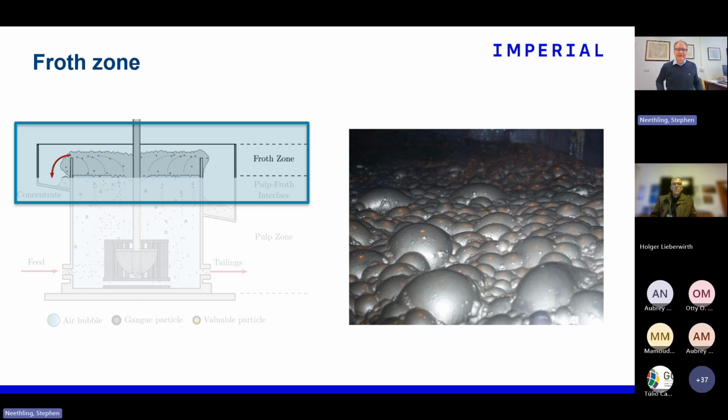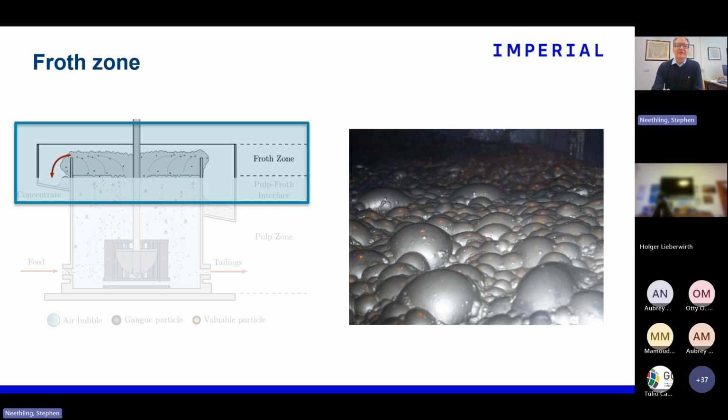It largely determines how much entrainment you're going to get, and so is a massive factor in the grades you're going to achieve from the cell, and simultaneously impacting the overall recovery as well. So it's pretty much the key factor in that relationship between overall grade and recovery obtained from a flotation cell. So that was where we started our modeling.